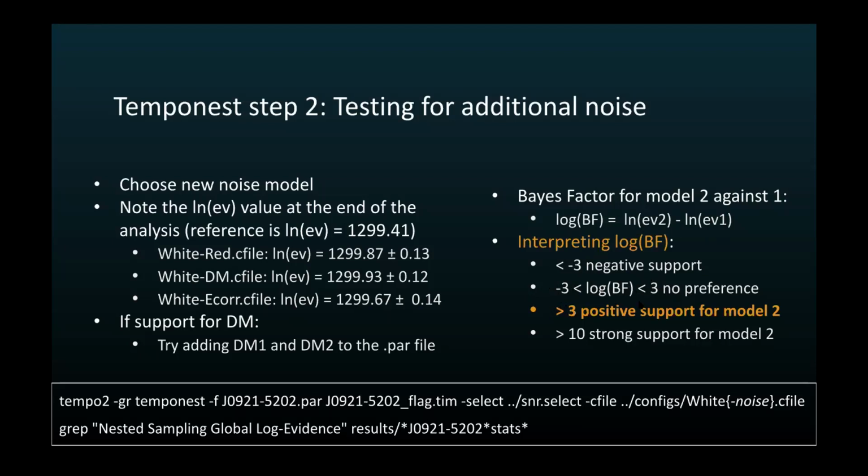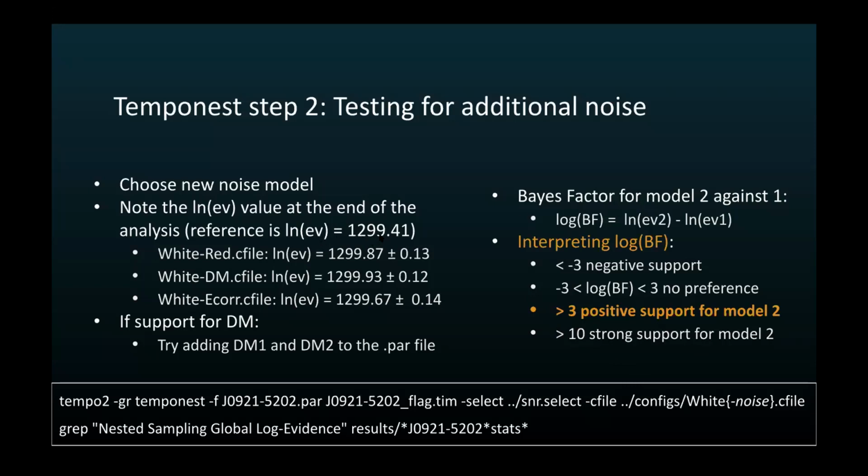Greater than 3, this will be our criterion for positive support. So if you run these various noise models on your pulsar and you see a log Bayes factor of more than 3, then you will accept the new noise model. And if it's greater than 10, that means it's strong support, basically. It means you shouldn't have any doubts, pretty much. There are some caveats for that. You have to make sure your data is meaningful, but basically if you get a big number, then that's good news.